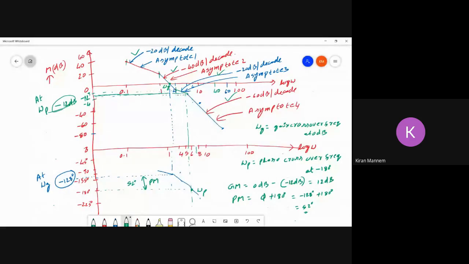I'm drawing a thick line. This is your gain margin. Okay. This is your 0 dB line. And this is your projected magnitude from omega p. And there are 180 degrees.